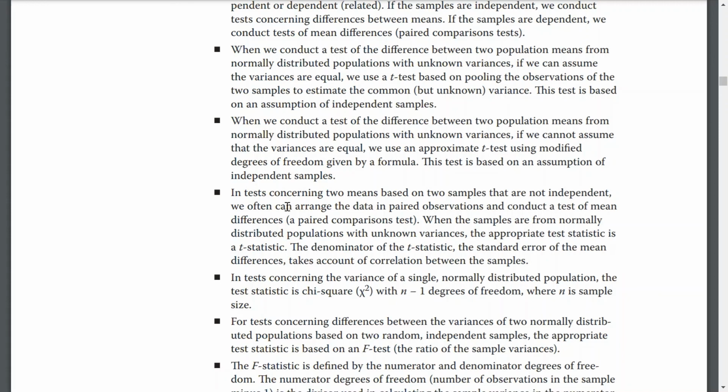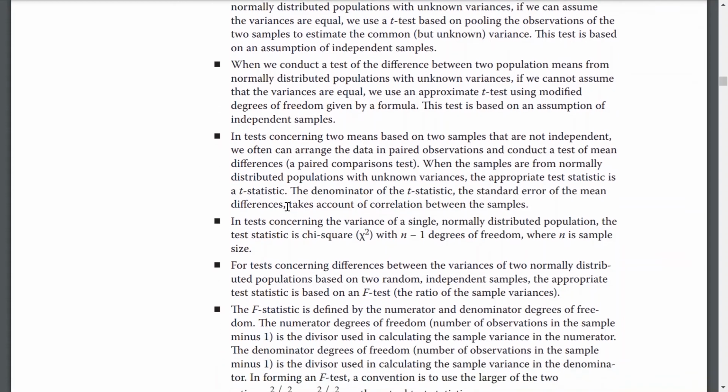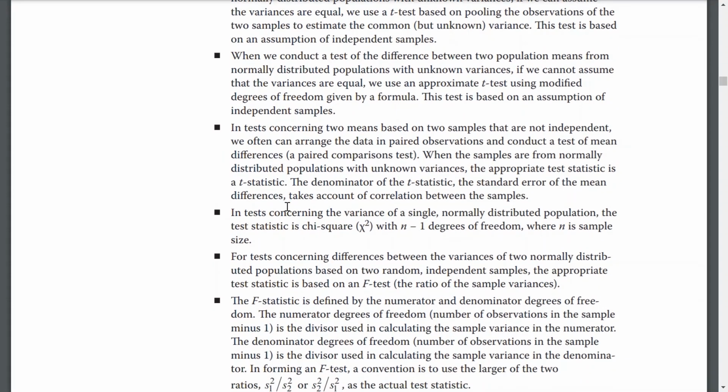For tests concerning two means based on two samples that are not independent, we often can arrange the data in paired observations and conduct a test of mean differences, a paired comparison test. When the samples are from normally distributed populations with unknown variances, the appropriate test statistic is a t-statistic. The denominator of the t-statistic, the standard error of the mean differences, takes account of correlation between the samples.